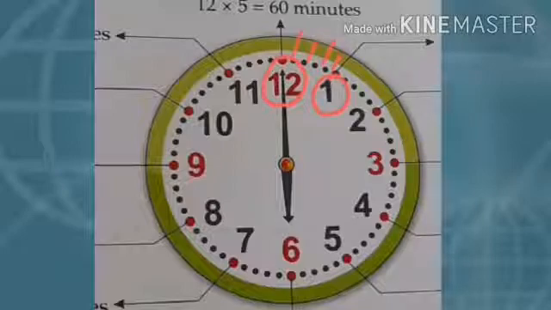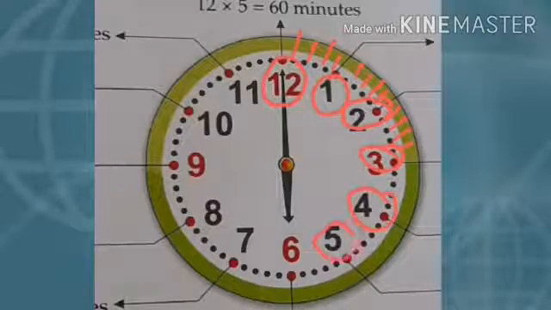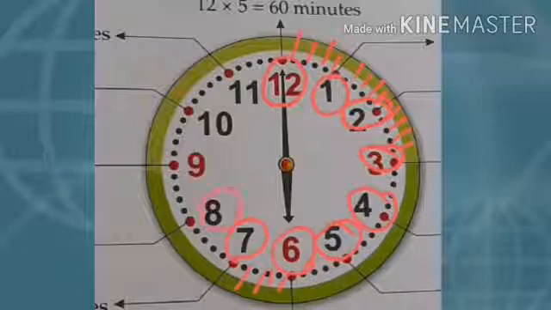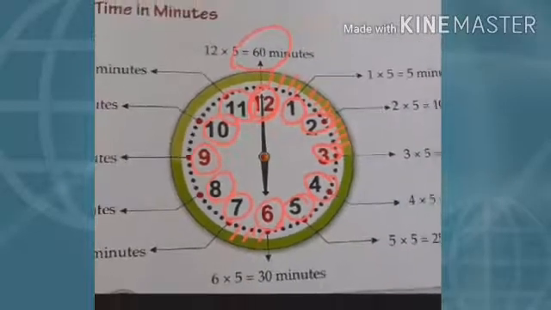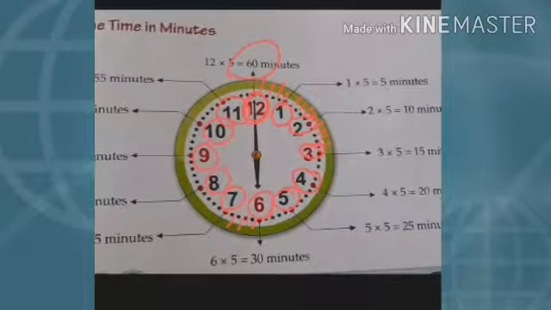1, 2, 3, 4, 5, 6, 7, 8, 9 and again 10. Then 11, 12, 13, 14, 15. Similarly 20, then 25, then 30, 31, 32, 33, 34, then 35, then 40, 45, 50 and 55 and in the last it will be 60. These all are tables of 5.